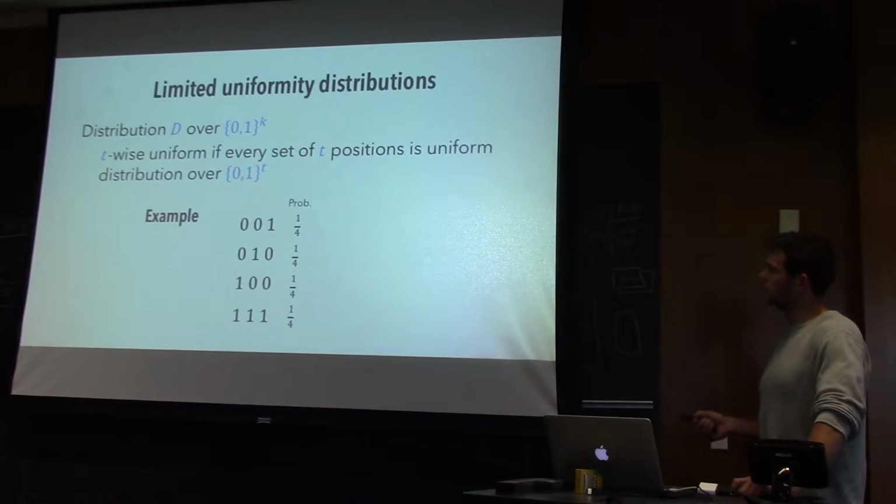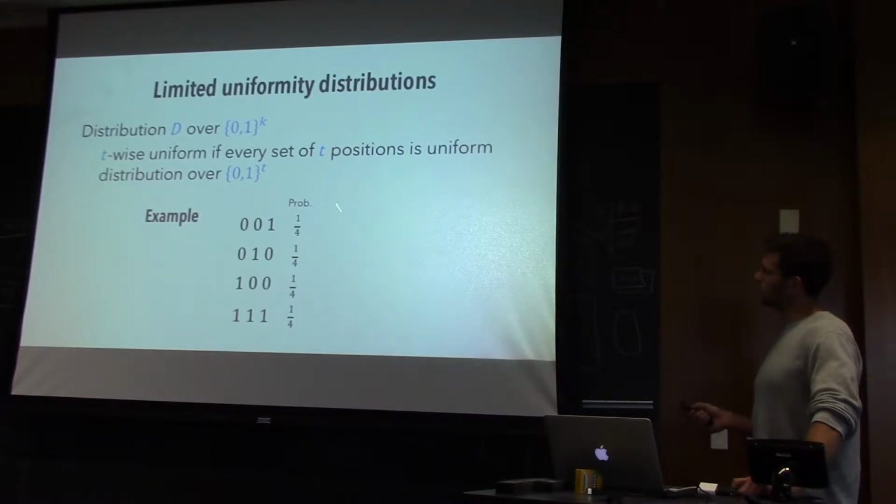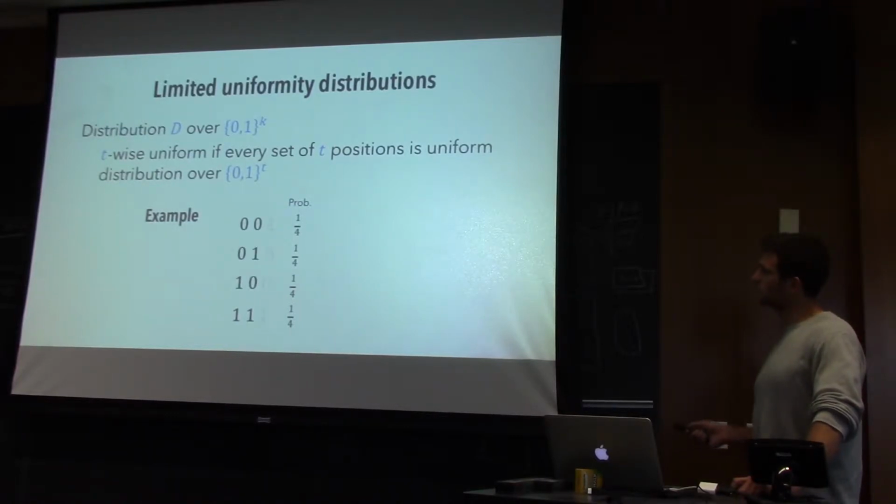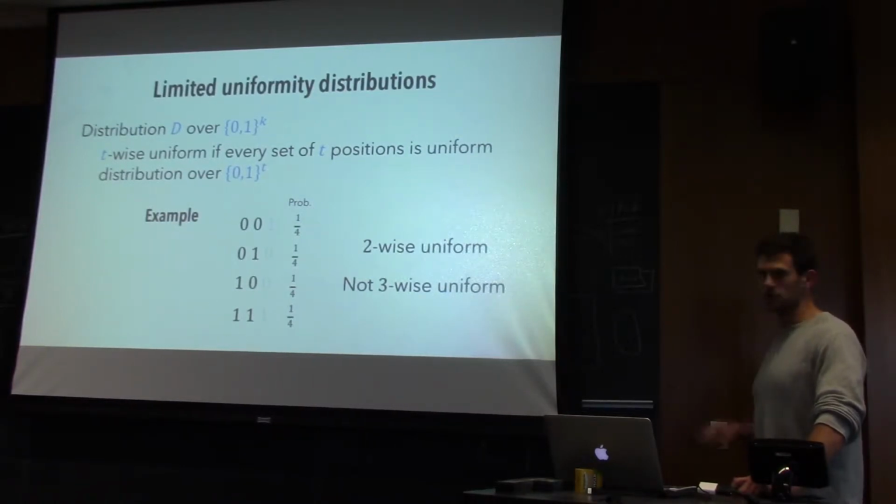So here's an example. You have satisfying assignments for 3-XOR, and you can take them with each of these probabilities. And if you look at these two positions, 2 and 3, you see that this is indeed the uniform distribution over {0,1}^2. If you look at 1 and 3, you see the same thing. So this is 2-wise uniform. Of course, it's not 3-wise uniform because not all of the possible 3-bit strings are represented here.